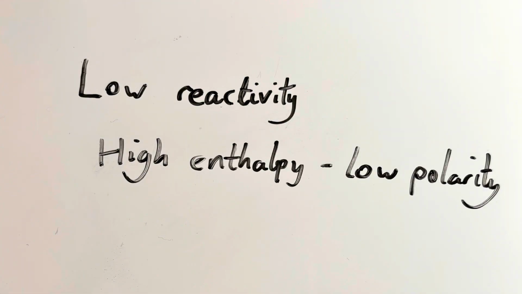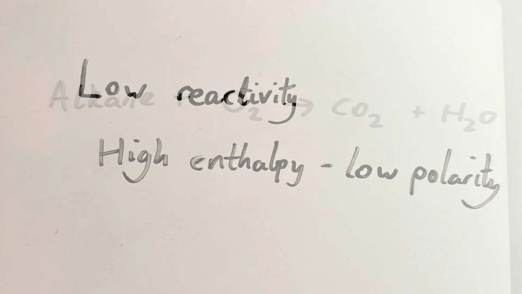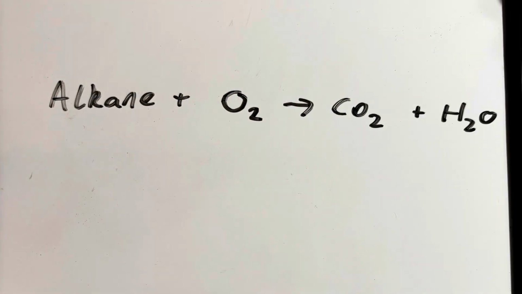They are very low reactivity, and that's because they've got a really high enthalpy, because sigma bonds are not very polar at all. Now, you need to know what happens when you combust them, but that's easy. You chuck in some oxygen and you get out carbon dioxide and water. Obviously, in the exam, when you've got an actual alkane and not just the word alkane, you try and balance it.